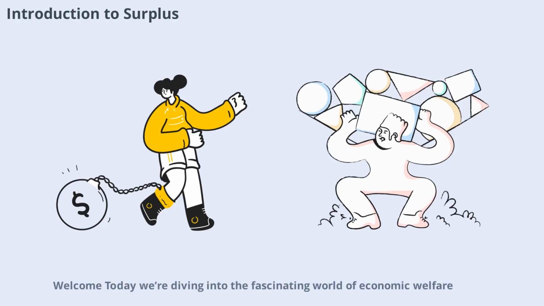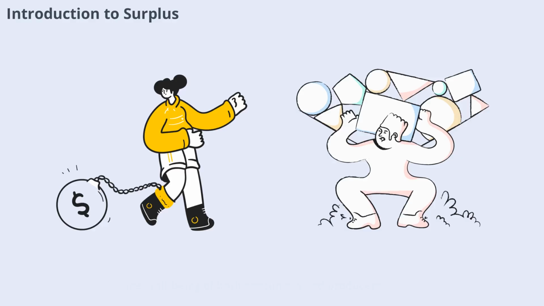Welcome. Today we're diving into the fascinating world of economic welfare, focusing on two key concepts: consumer surplus and producer surplus. These ideas help us understand how buyers and sellers benefit from market transactions. By the end of this video, you'll see how these surpluses measure the well-being of both consumers and producers, and why they matter for the overall economy.